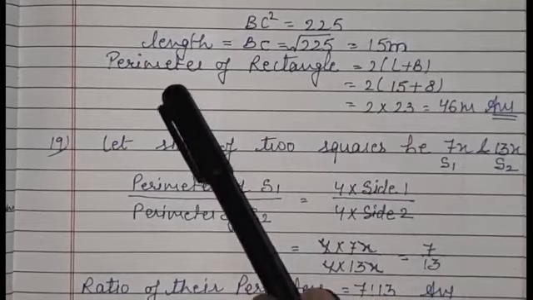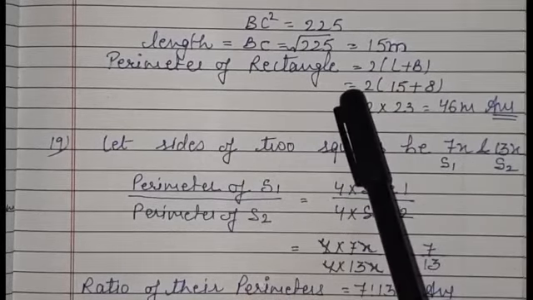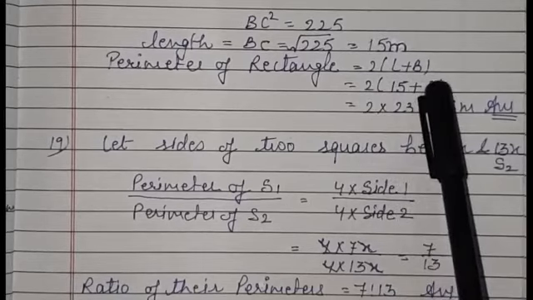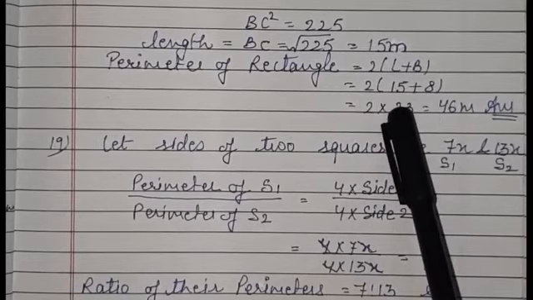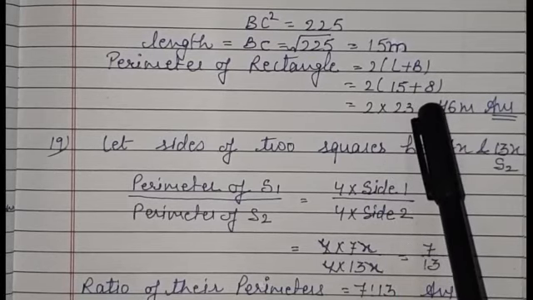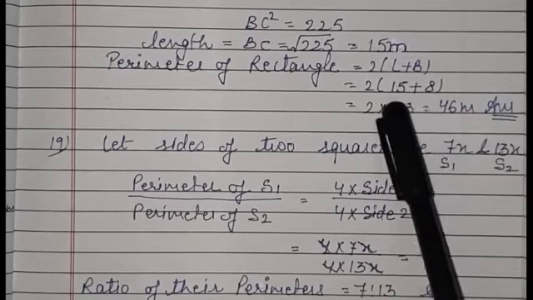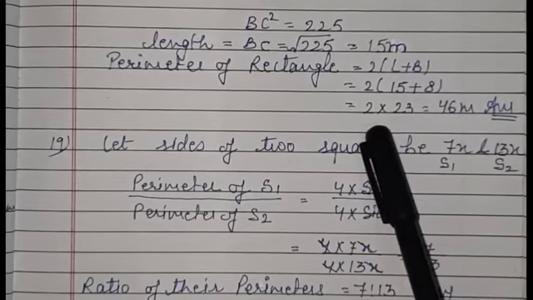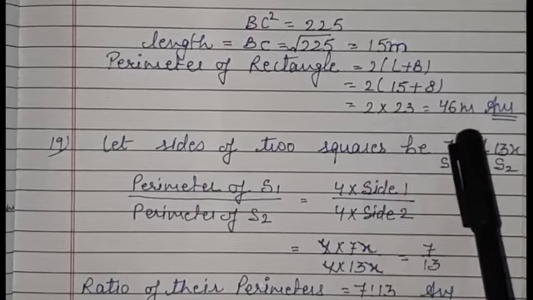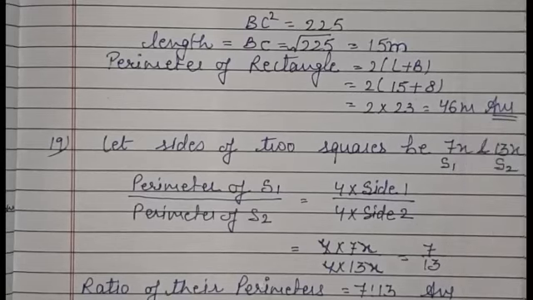Now we can apply the formula. Perimeter of rectangle is equal to 2 into L plus B. Put the values of length and breadth. Length is 15 meter plus breadth is 8 meter. 15 plus 8 is 23, and 23 into 2, when we multiply, 46 meter will be the answer.